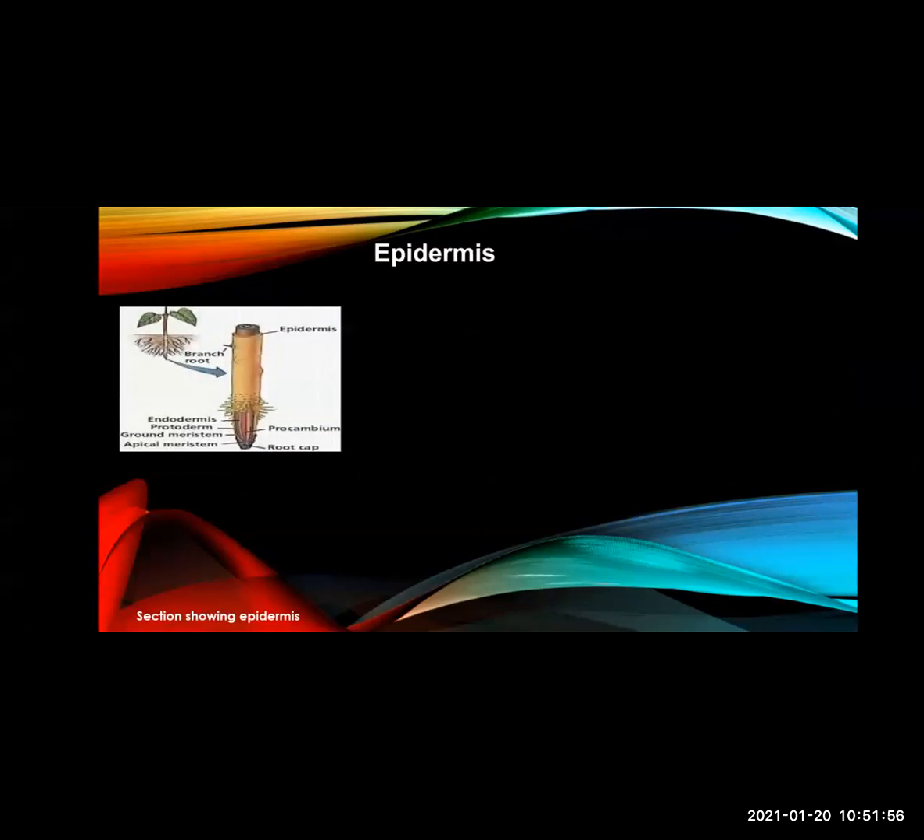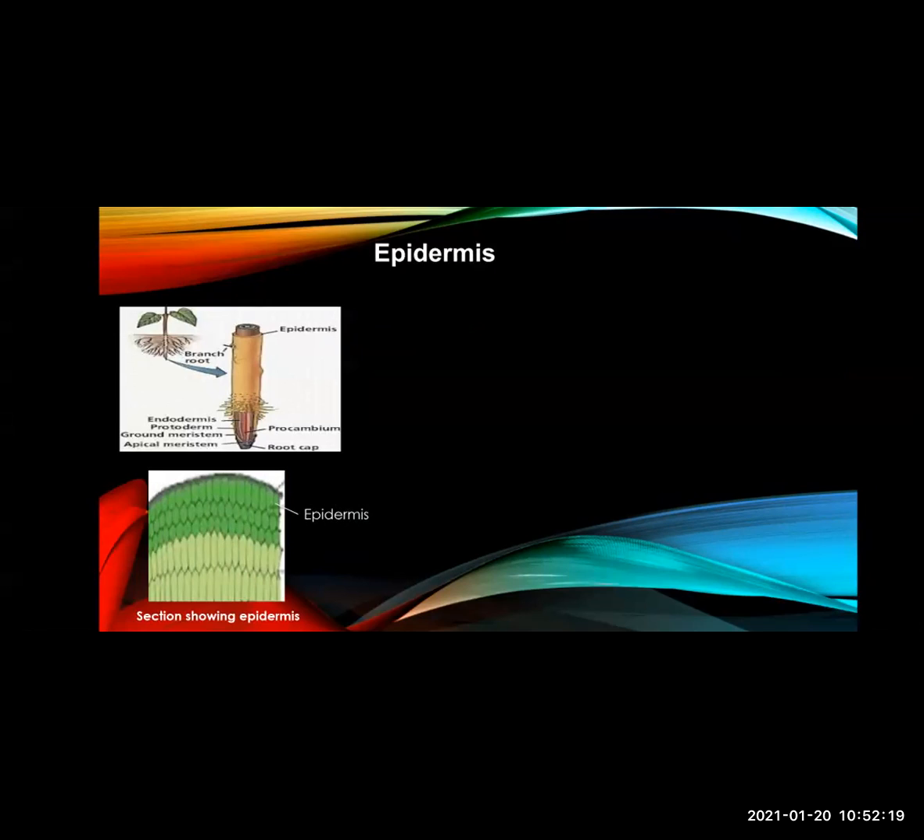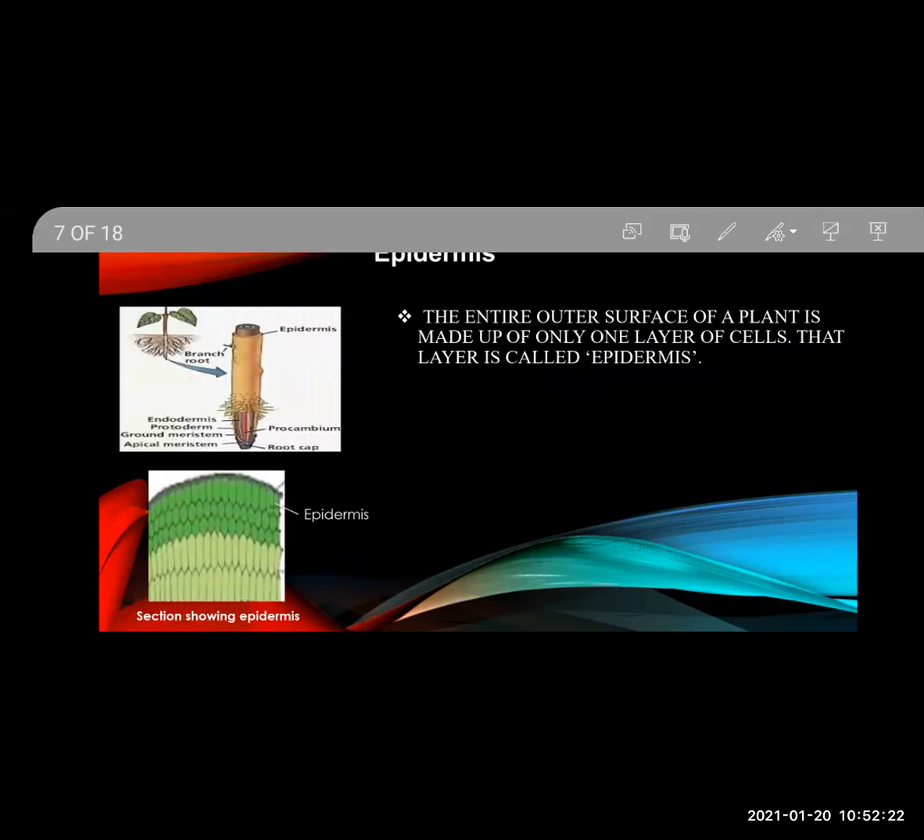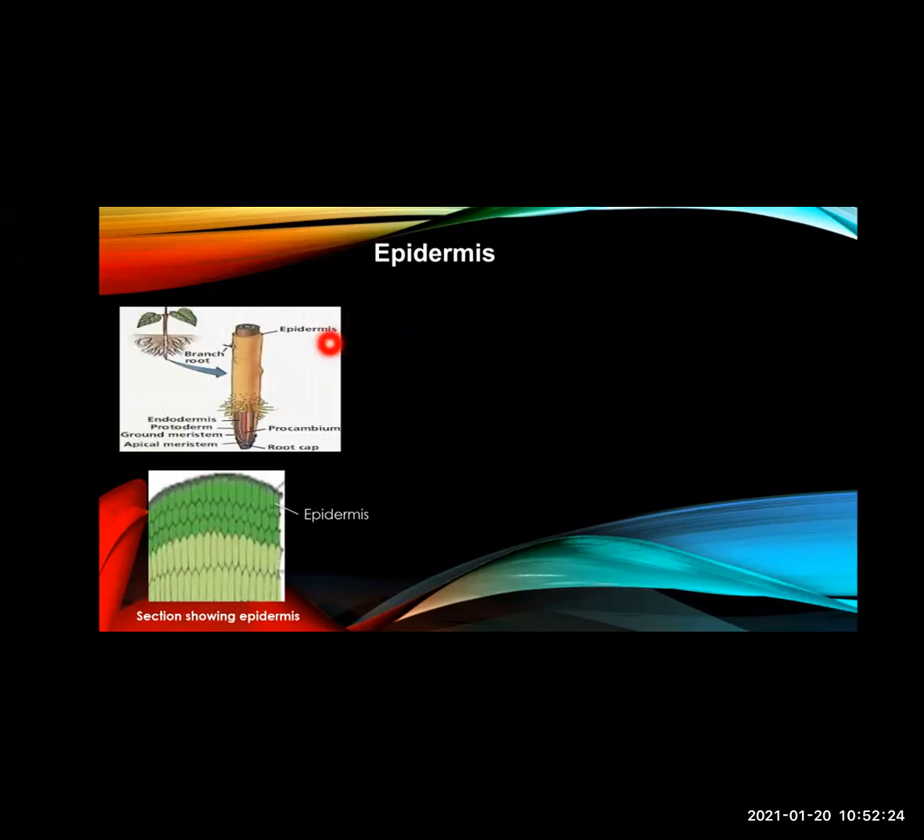The layer that you see under the microscope after performing this activity is known as epidermis. Now let us understand what is epidermis. You can see a stem over here. See, this is a stem and this is the outer covering of the stem. This outer protective covering is known as epidermis.